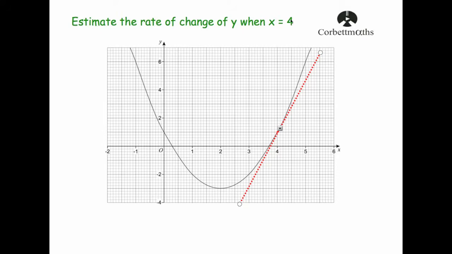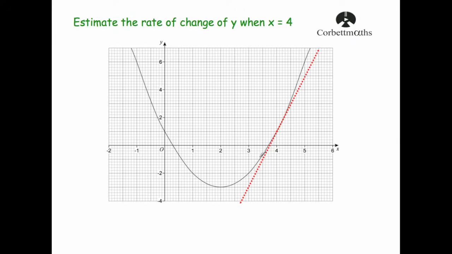Okay, so here we've got a tangent, and what we're going to do is work out the gradient of that tangent. As you see, it's a tangent, a straight line that touches the curve and carries on. So now we've drawn the tangent, we're going to choose 2 points on it, and then we're going to use rise over run, and that'll be the gradient of the tangent, and that will give us the instantaneous rate of change at that point whenever x equals 4.